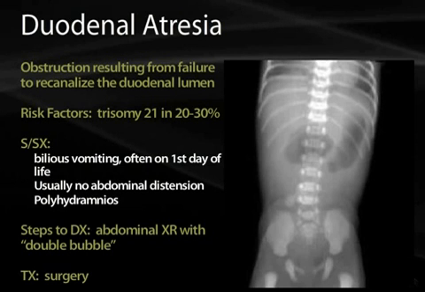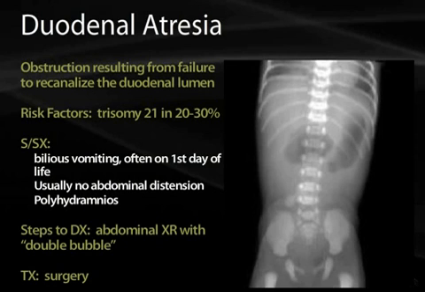Duodenal atresia is also something that is often tested. This results in obstruction from failure to recanalize the duodenal lumen. The risk factors are trisomy 21 in 20 to 30% of patients. The symptoms are bilious vomiting, often on the first day of life.